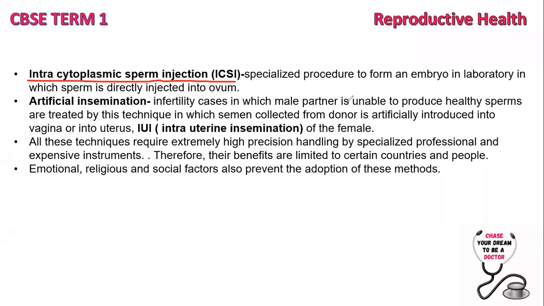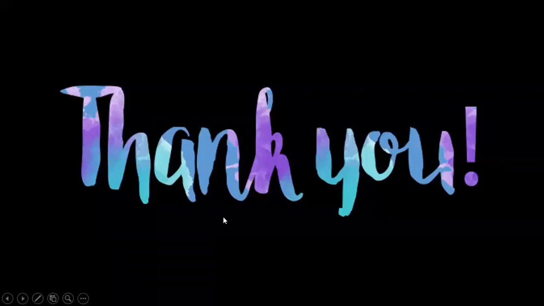If the sperm does not have enough motility, sperms will be collected and directly injected into the ovum itself. Artificial insemination: what is artificial insemination? It is used in infertility cases in which the male partner is unable to produce healthy sperms. Clear? IUI means intrauterine insemination. Clear, everybody? So these are the major methods of assisted reproductive technologies as well.